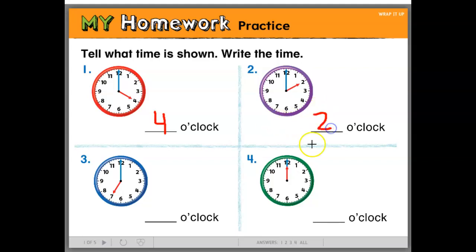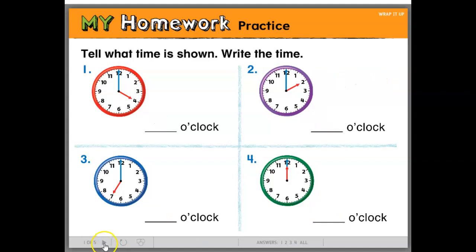2 o'clock. And remember, I can write 2 o'clock like this, or I can write it like this, like it would look on a digital clock where it's a 2, a colon, and 2 zeros for no minutes. 2 o'clock. So both of these say 2 o'clock. What time is on this blue one? 7 o'clock. And what about this green one? That one is 12 o'clock.